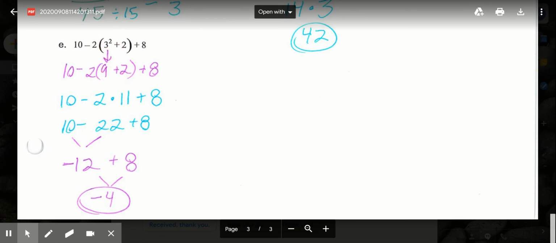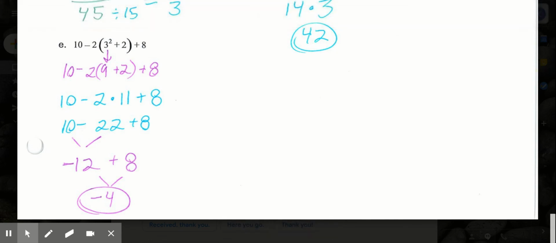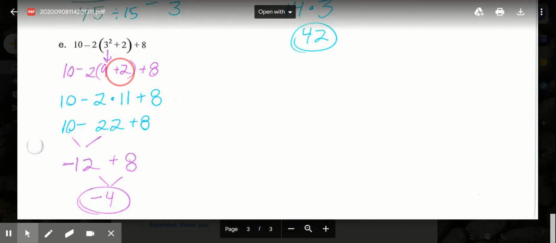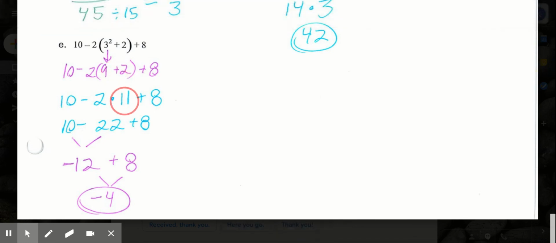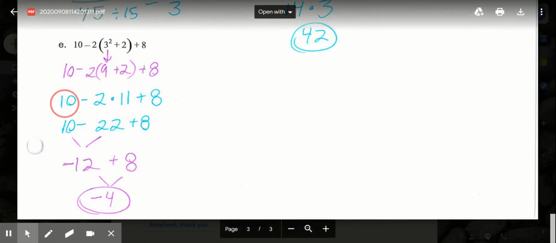So this would be 10 minus 2, and then that's being multiplied by what's in the parentheses, 9 plus 2, and parentheses plus 8. So then we have to do the 9 plus 2 in parentheses. 9 plus 2 is 11. So this then becomes 10 minus 2 multiplied by 11 plus 8. Because a number next to parentheses in algebra means multiplication.